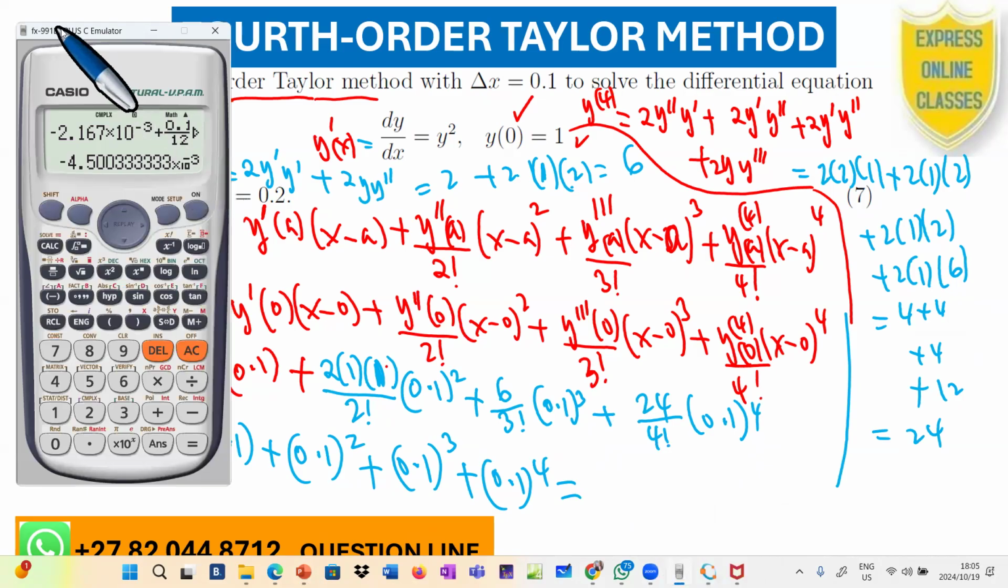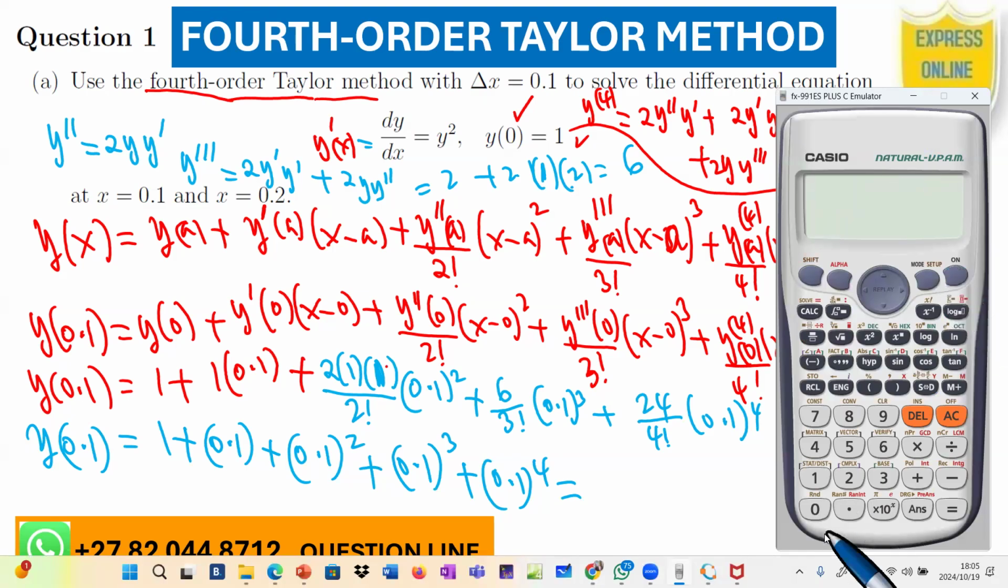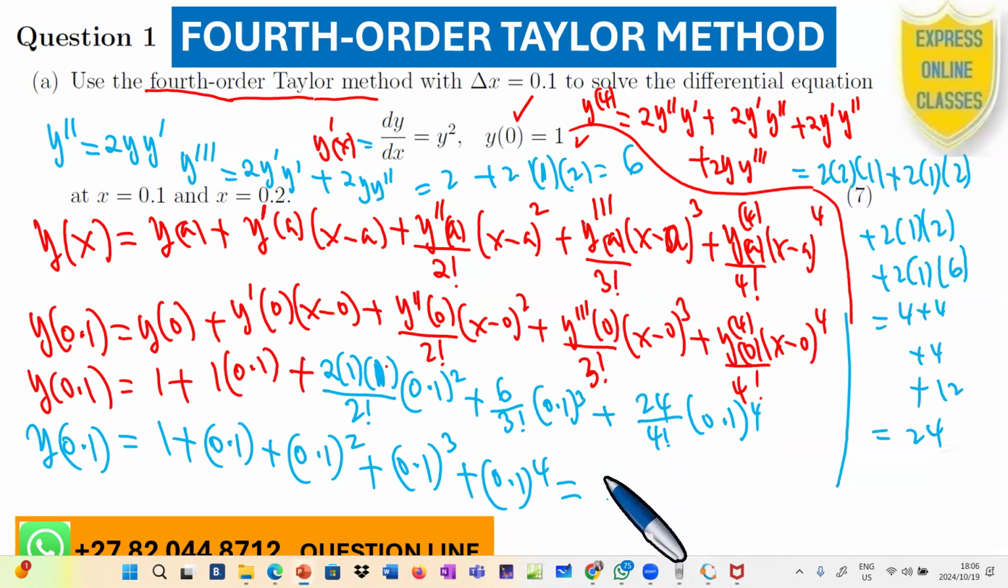So now, as a consequence, what we are getting here is the following: 1 plus 0.1, okay, there's no square here, so it's 0.1 plus 0.1 squared plus 0.1 cubed plus 0.1 to the 4th power, which is 1 point quadruple 1.